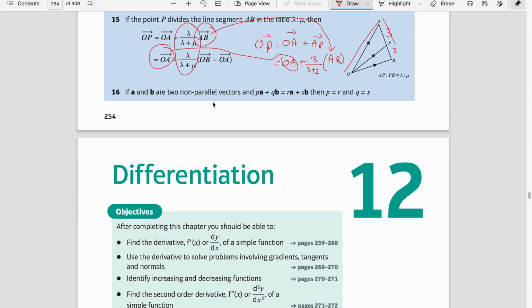And if A and B are non-parallel vectors, and it is given, yes Mohammed, that's just an example. It is easy to understand with numbers. If I change this with 13 and 12, this is how it changes. It is easy to understand with this, like 13 out of 25, but lambda out of lambda plus mu is difficult to understand.